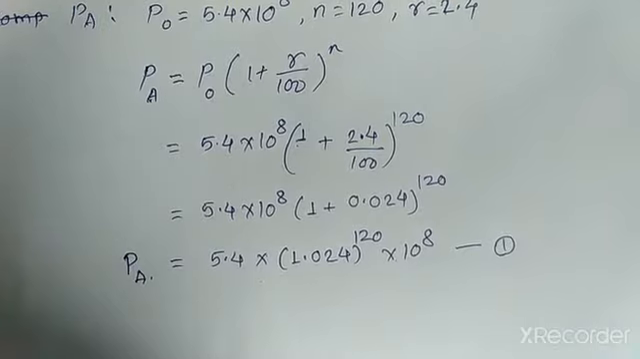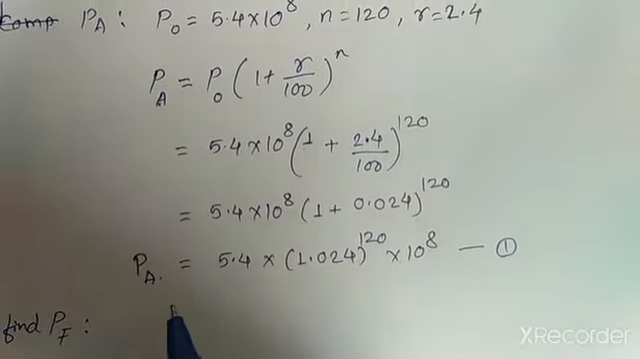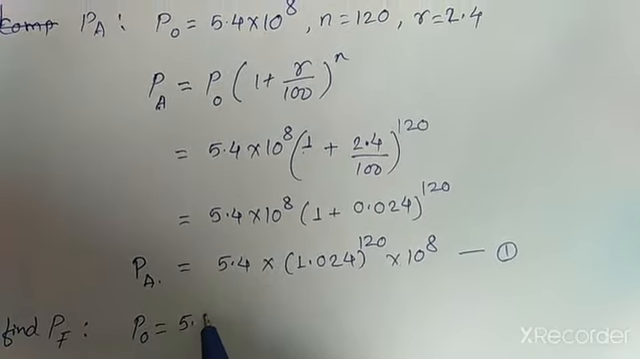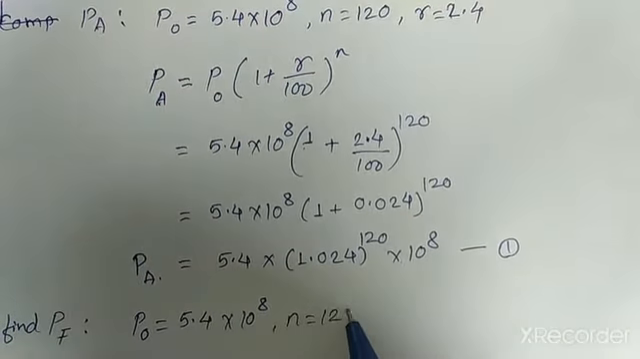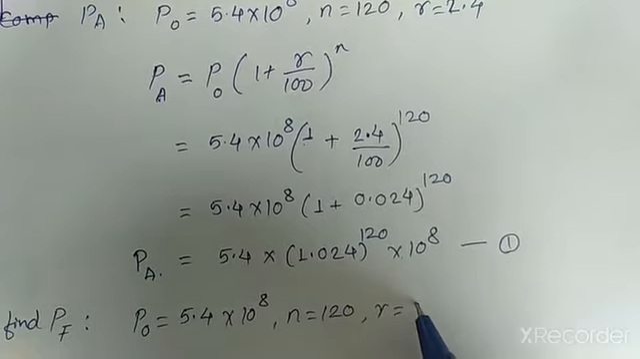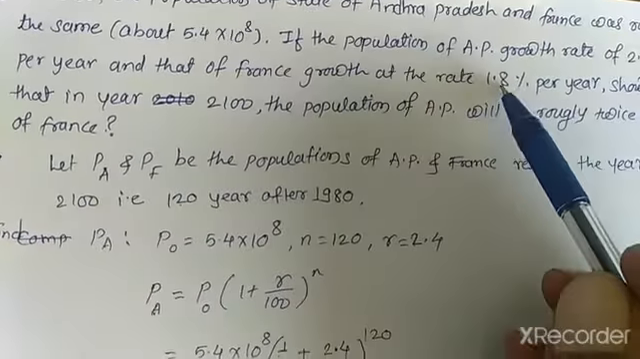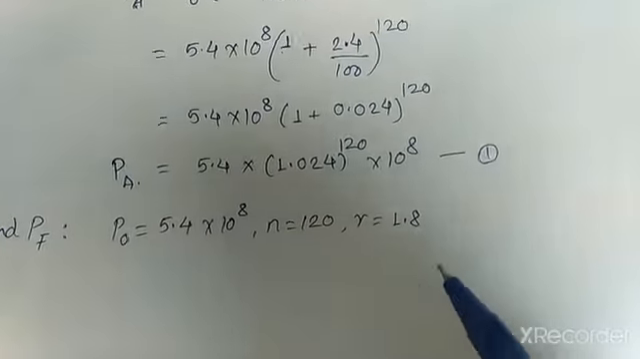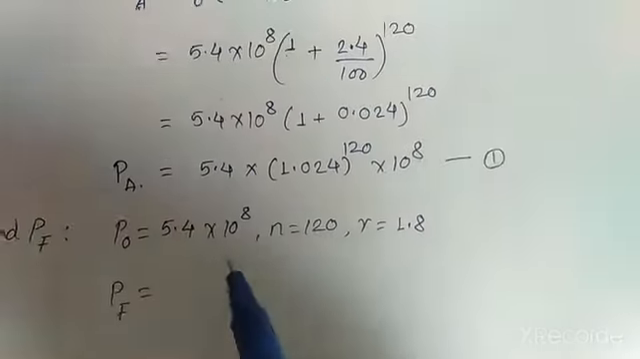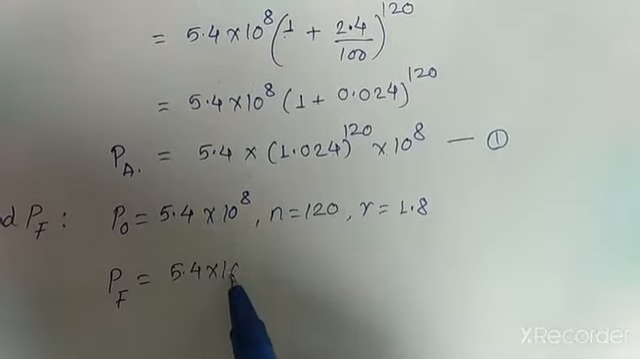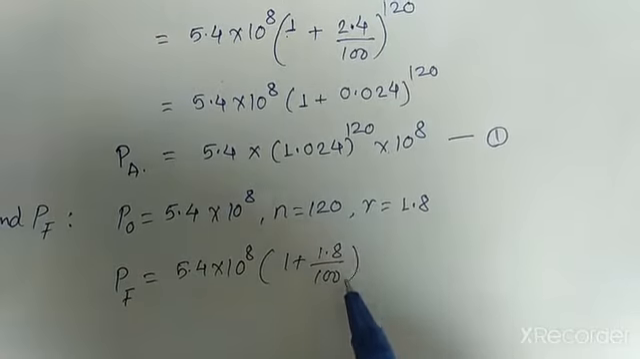Now to find PF, that is the population of France after 120 years. Here P naught is the same for both, which is 5.4 into 10 raised to 8. N is equal to 120. R, the rate of growth for France, is 1.8%, so R is equal to 1.8. Again we use the formula PF is equal to P naught into 1 plus R upon 100 raised to n, where P naught is 5.4 into 10 raised to 8, R is 1.8, and n is 120.